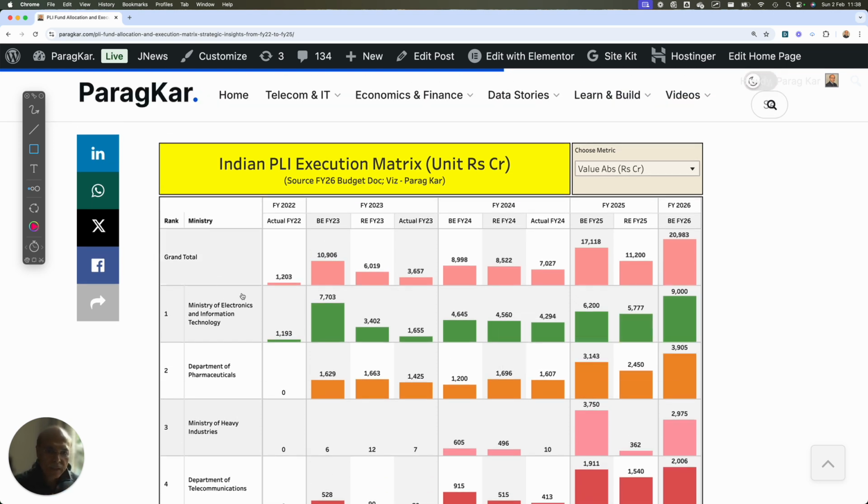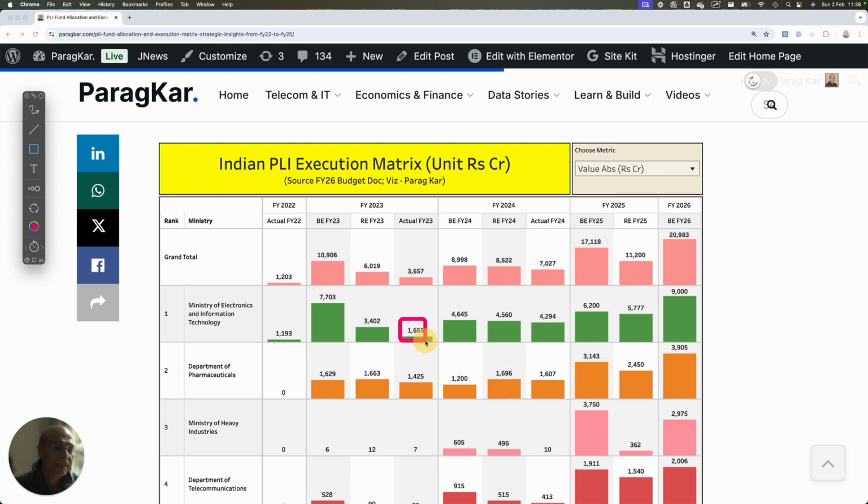Now, if you see the Ministry of Electronics and IT, the allocations that were made were pretty ambitious from the very beginning. But the performance was not as per the allocation. For example, if you look at FY2023, the initial allocation was 7,703 crores, and then it was revised to 3,402 crores, and it was revised down to 1,655 crores, which was the actual spend. So this is the actual spend.